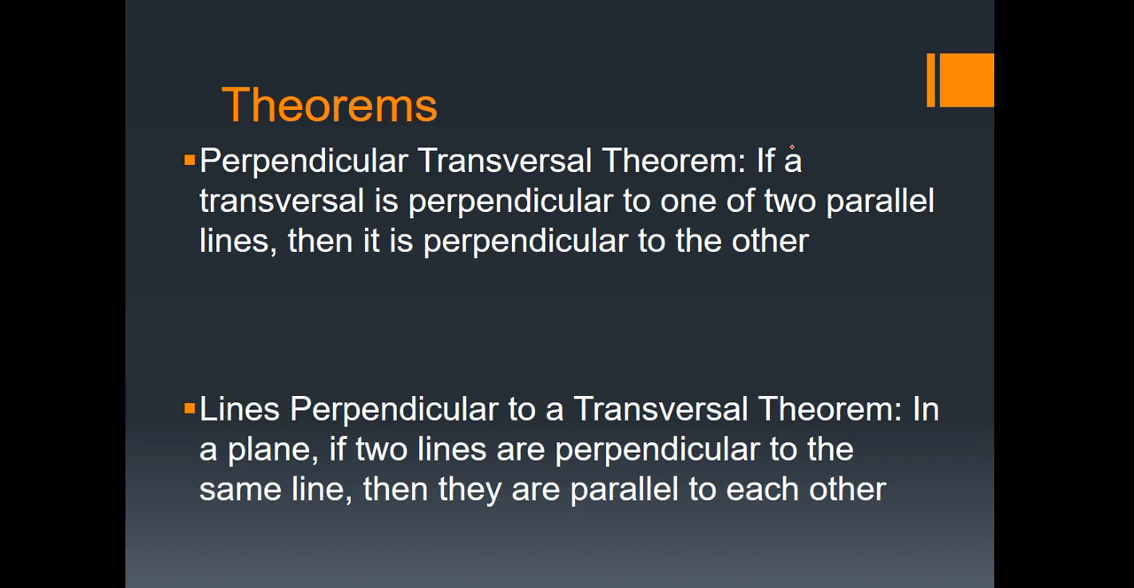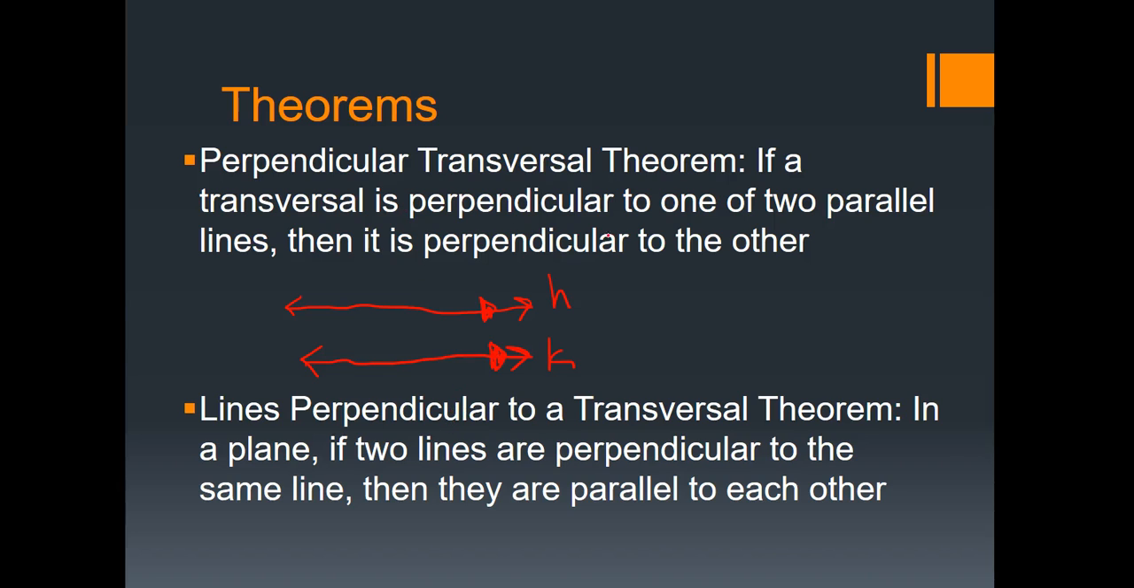So last few theorems. Perpendicular transversal theorem. If a transversal is perpendicular to one of two parallel lines, then it's perpendicular to the other. So let me draw a picture to kind of explain that. So these two lines are going to be parallel. Let's call those H and K. Parallel means I need to draw my little arrows. Okay, so H and K are parallel.